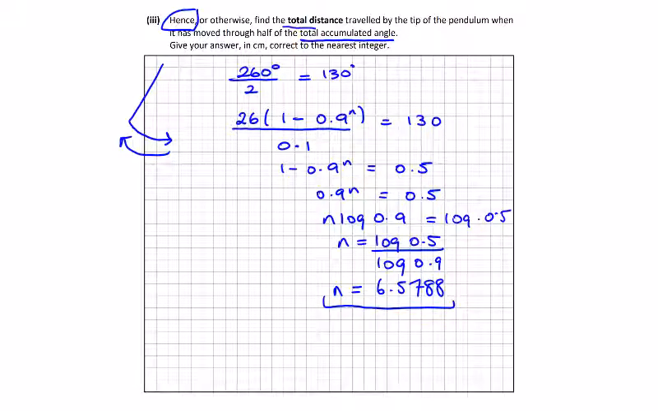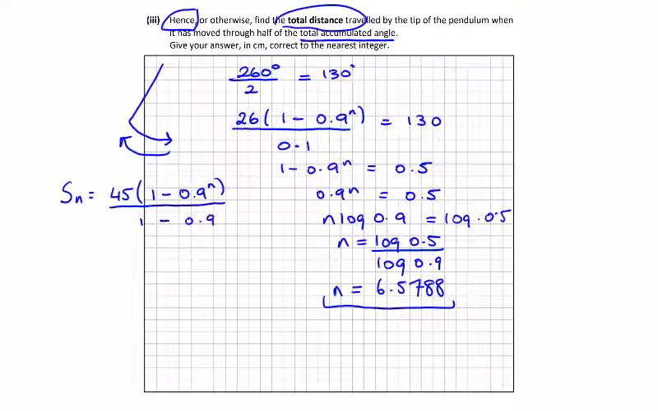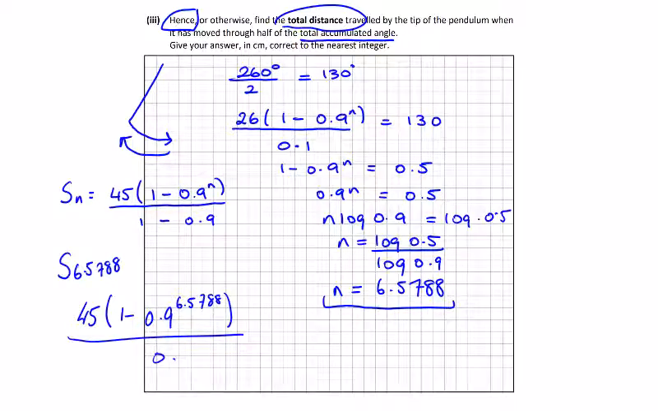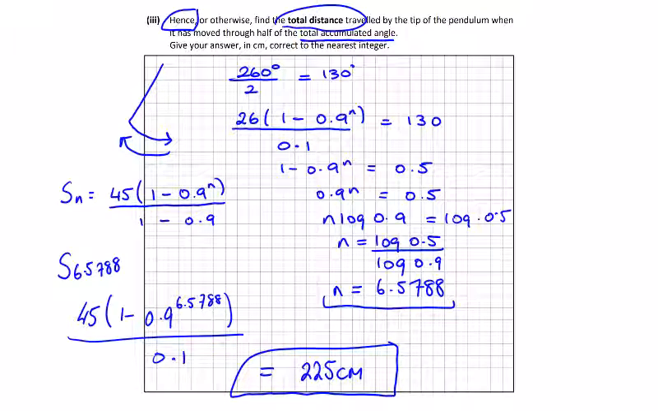And we want the total distance traveled by the tip. This was dealing with the angle. The formula that we used for dealing with the tip was our original one, which was 45 by 1 minus 0.9 to the power of n over 1 minus 0.9. If we put in S of 6.5788, we get 45 by 1 minus 0.9 to the power of 6.5788 divided by 0.1. That gives me 224.98. Very, very close. Maybe if I didn't round it off, it might have worked out to 225 exactly. They may have started with the answer and worked backwards to get this question to work out exactly as 225 at the end, to the nearest integer. So nice. Question 7.